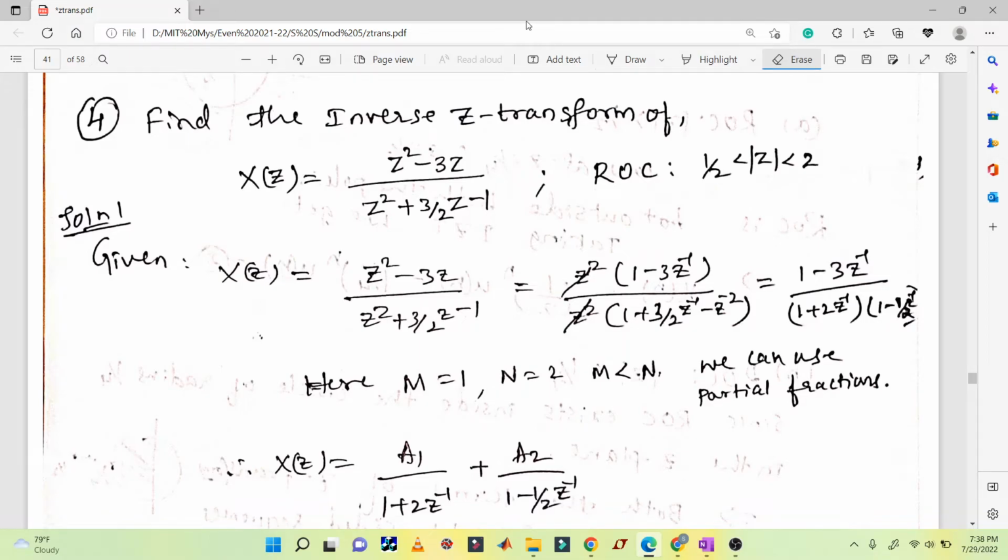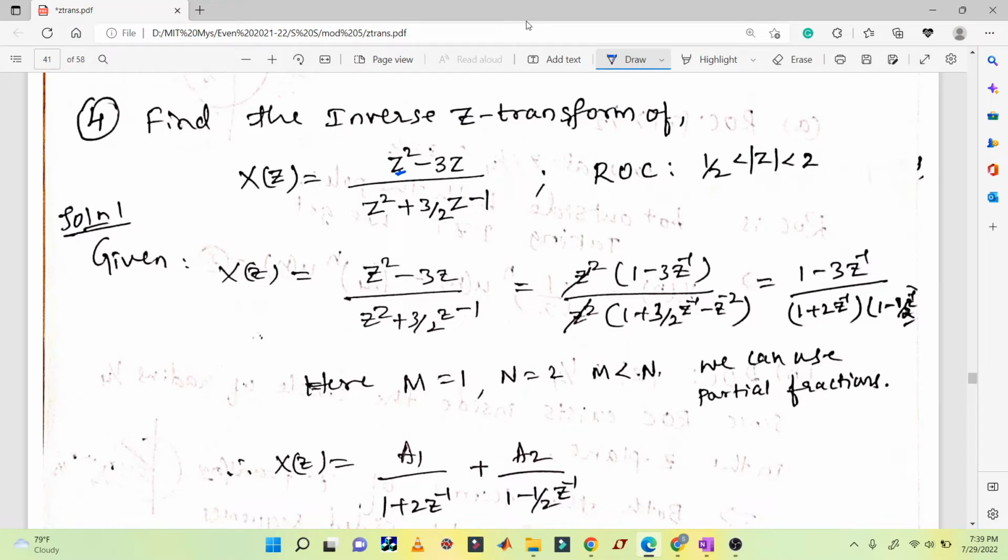Similarly, we have another problem, z square minus 3z by... here you can see it is given with respect to z, not z inverse. So you can either convert it into the form of z square, that is partial fractions in a complex manner, z square minus 3z divided by z square plus 3 by 2 z minus 1, or you simply take z square as common.